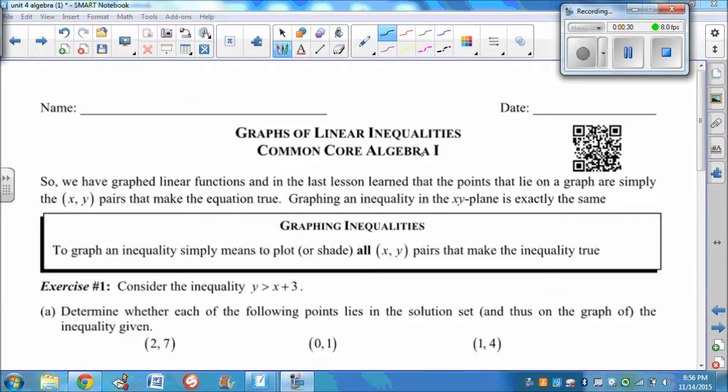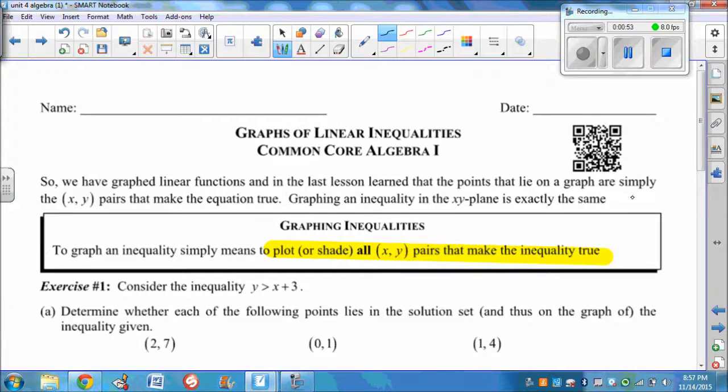meaning that we're putting it on the coordinate axis. So it says graphing inequalities. To graph an inequality simply means to plot or shade all xy pairs that make the inequality true. So that's definitely something that is worthy of highlighting. Okay, so to plot or shade all xy pairs that make it true.